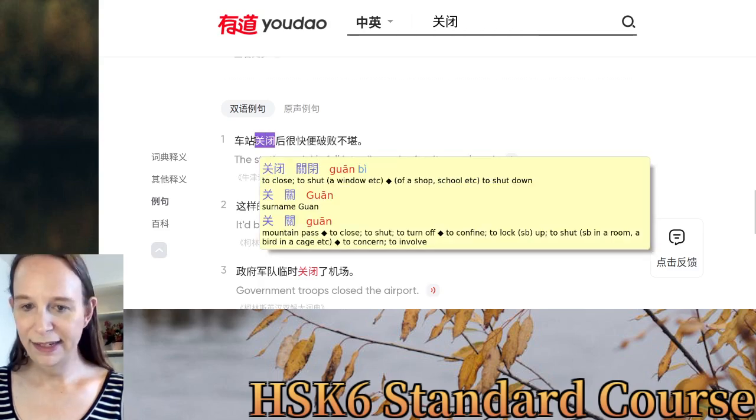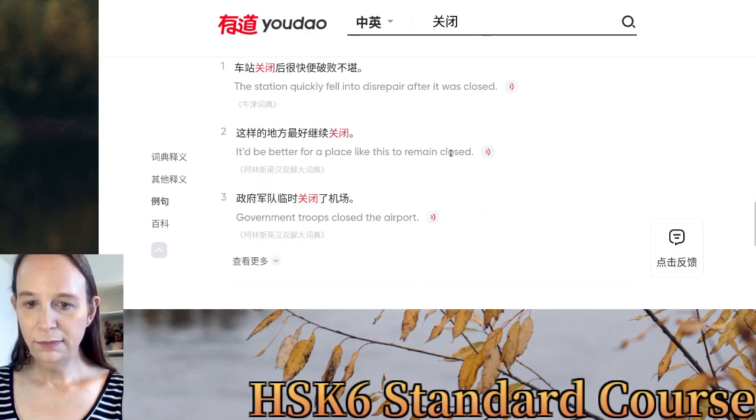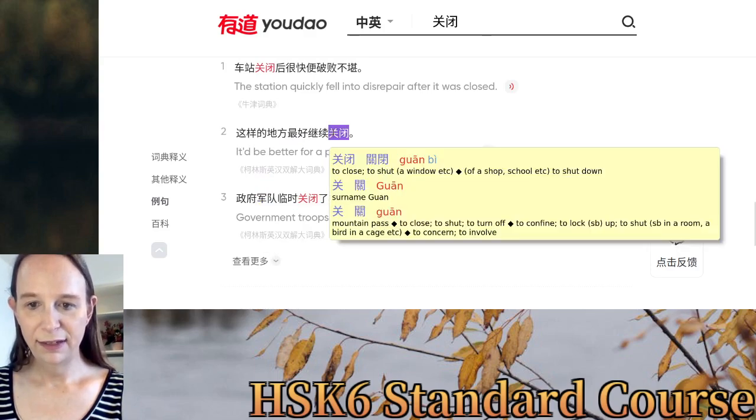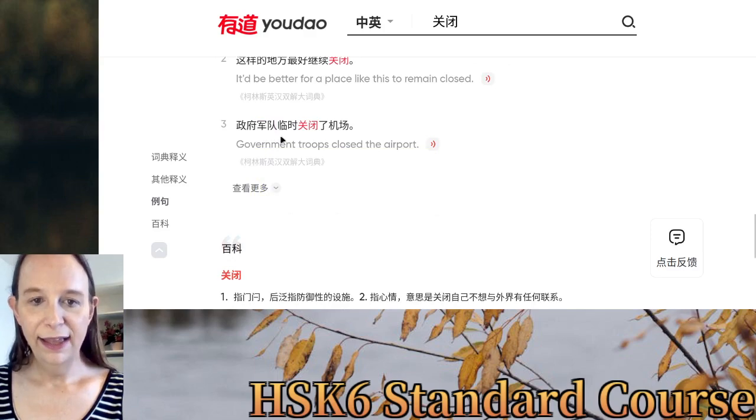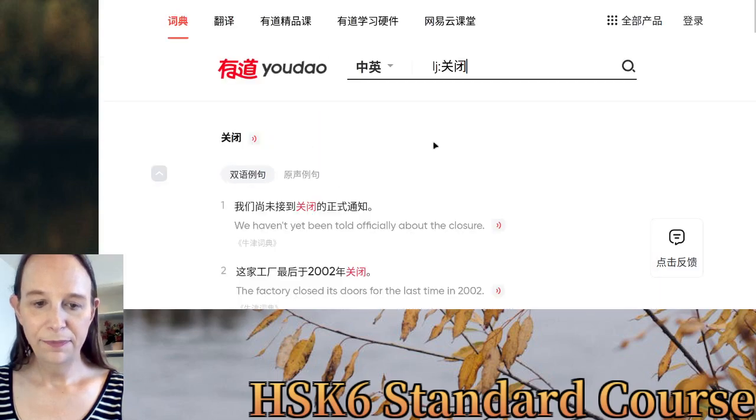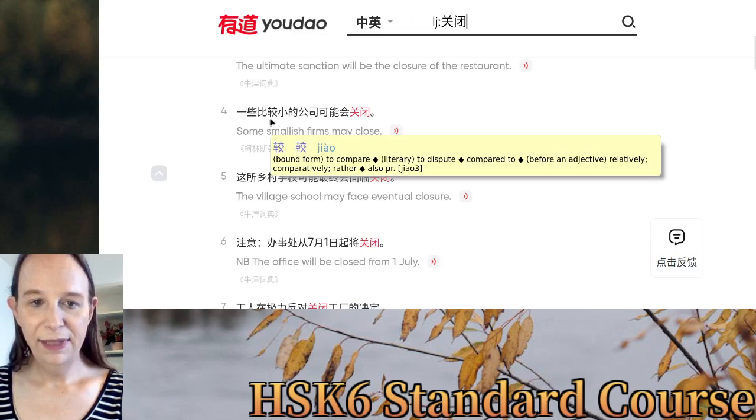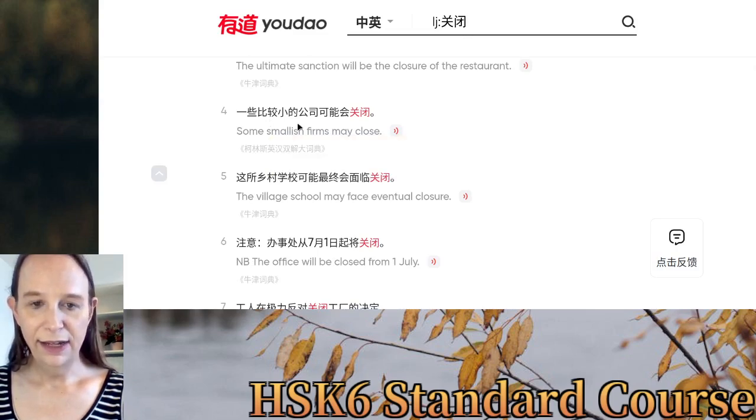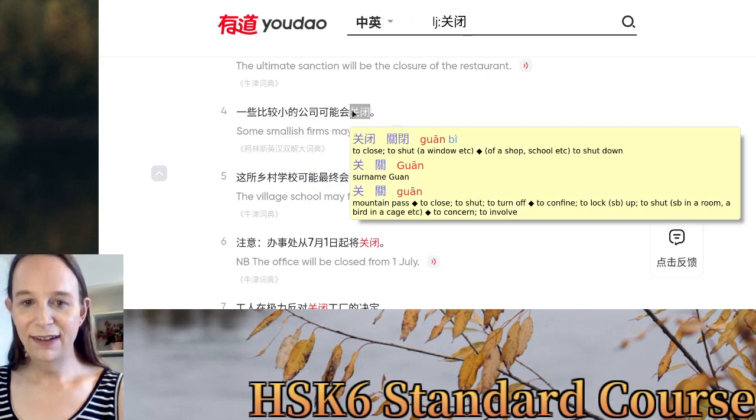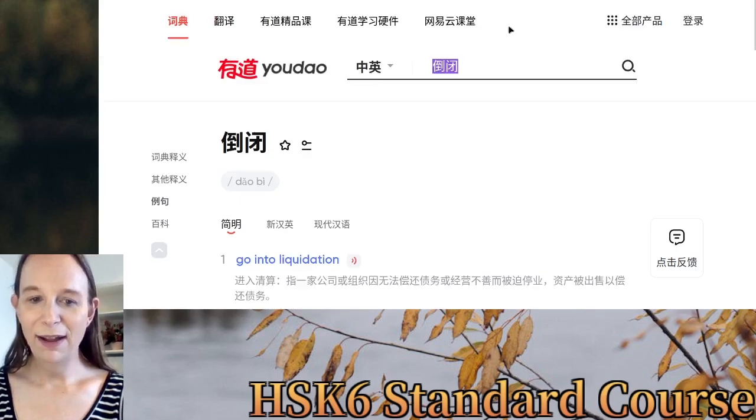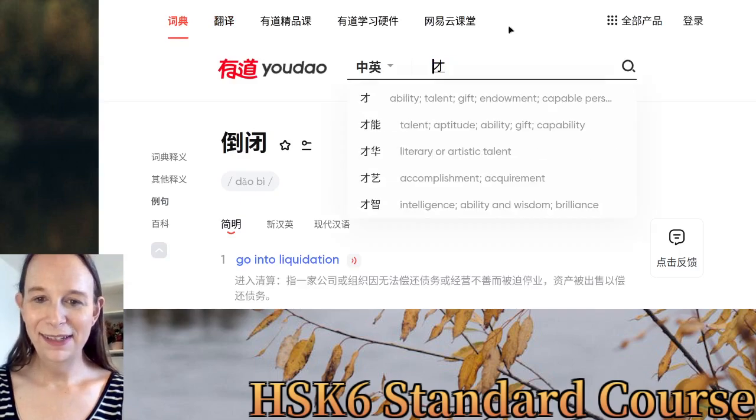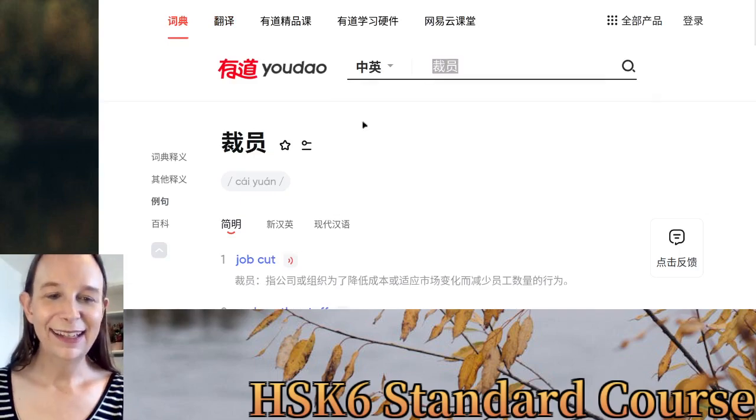I don't think it's permanent. Maybe it is permanent. To shut down. No, it is permanent. 政府军队临时关闭了机场. So temporarily shut down the airport. 一些比较小的公司可能会关闭. So this is 关闭. Yeah, okay. So 关闭 means shut down. This is before you 倒闭. Go bankrupt. Or maybe you need to 裁员, cut jobs.